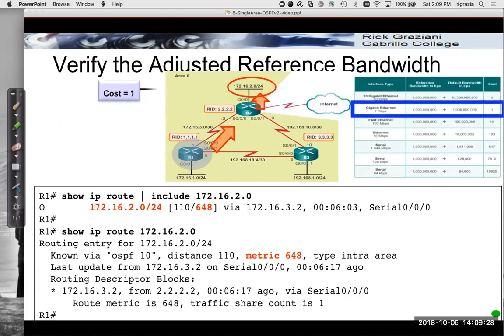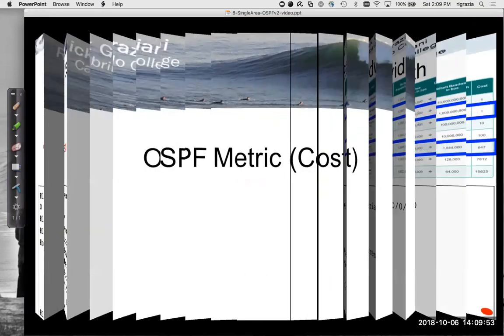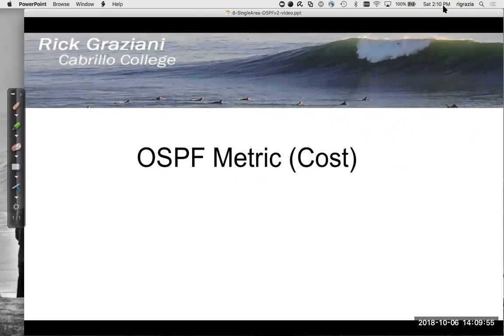Well, let's take a look. The outgoing interface of gig 0/0 on R2 was a cost of 1. The outgoing interface on R1's serial 0/0/0 is 647. We add those together and we get 648. That's what shows up in the routing table. A lot easier than EIGRP, isn't it? All right, that's the OSPF metric, the cost.